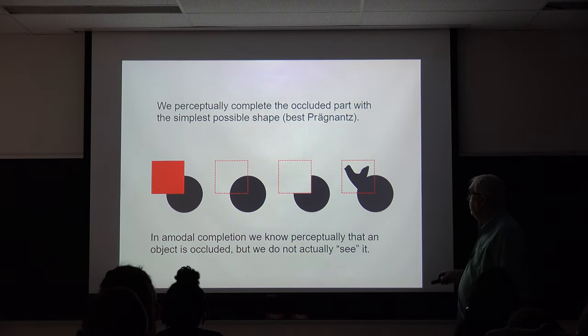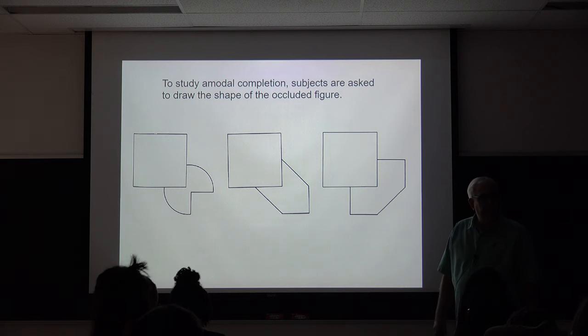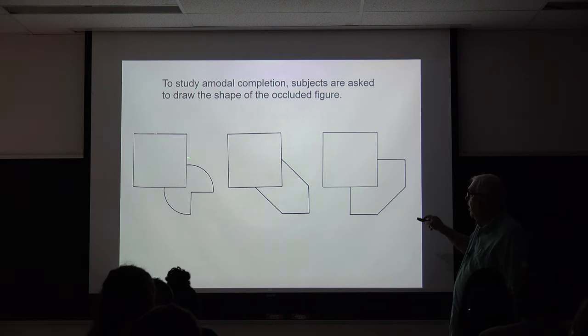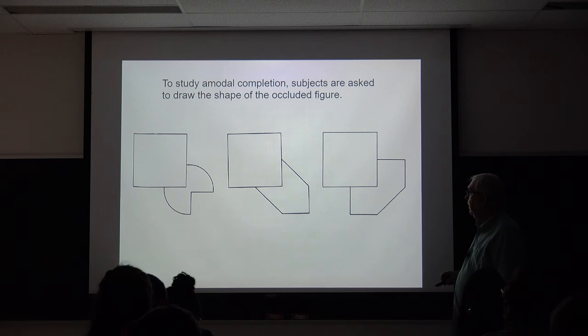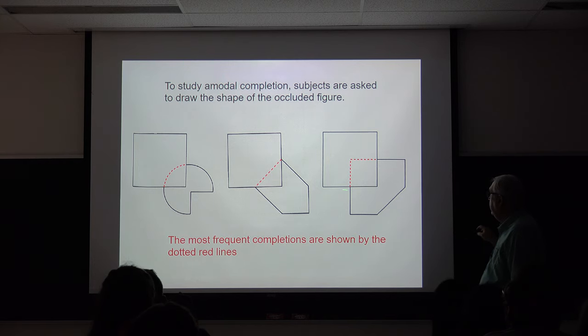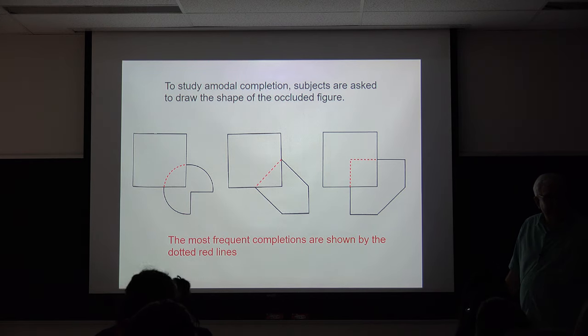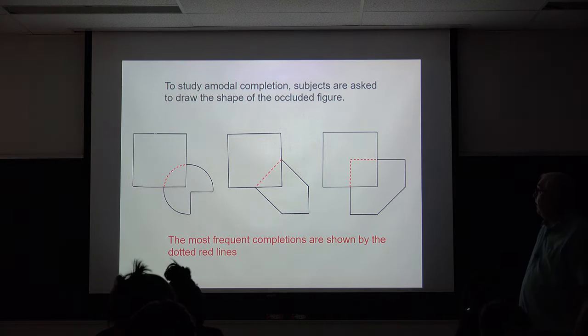But this is amodal completion. And there are a number of ways to study this. Typically the way they do is they'll show subjects patterns like this, and then they tell them to draw what's behind the square. And so typical responses look something like that. In this case, they draw an arc. In this case, they draw a straight line. In this case, they fill in the corner like so. So these are the most frequent completions for that. And so this is a very simple technique by which you can study amodal completion.